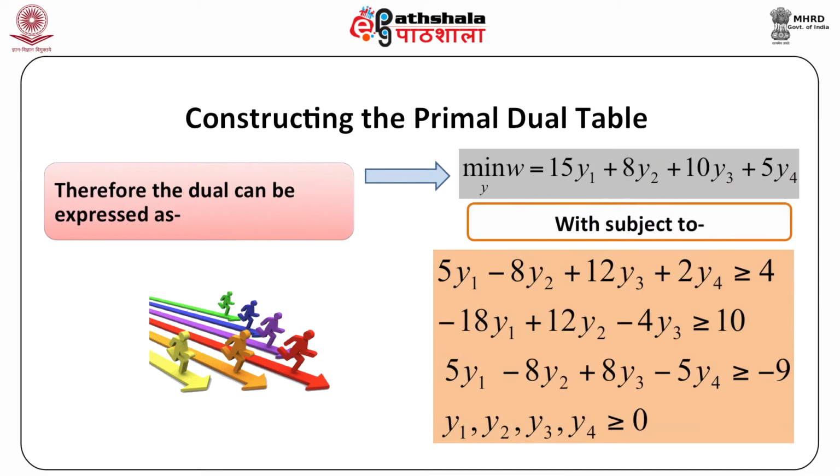Constructing the primal dual table. Therefore, the dual can be expressed as minimize w = 15y1 + 8y2 + 10y3 + 5y4 subject to 5y1 - 8y2 + 12y3 + 2y4 ≥ 4, -18y1 + 12y2 - 4y3 ≥ 10, 5y1 - 8y2 + 8y3 - 5y4 ≥ -9, and y1, y2, y3, y4 all ≥ 0.